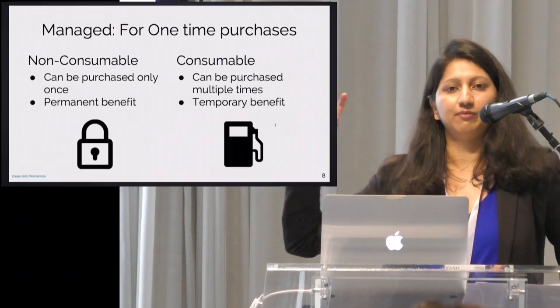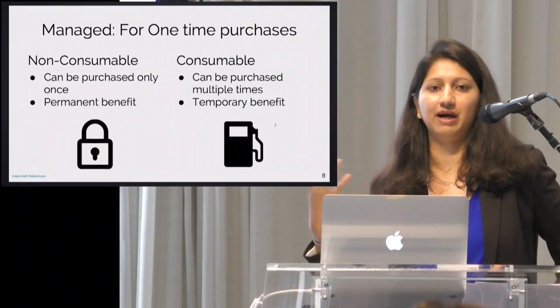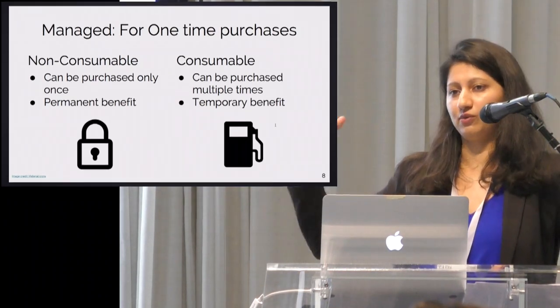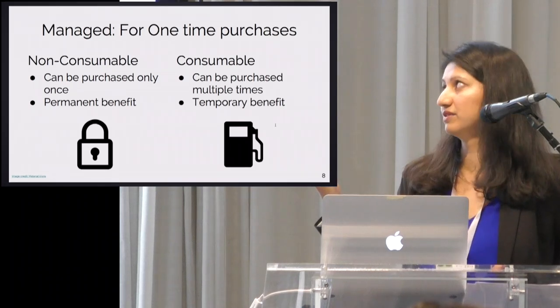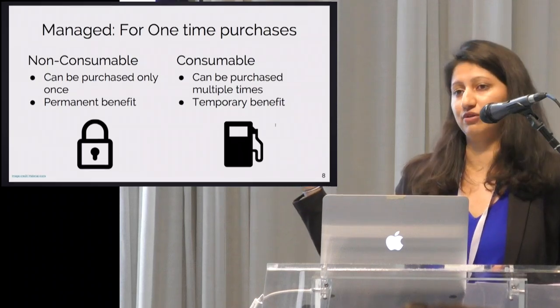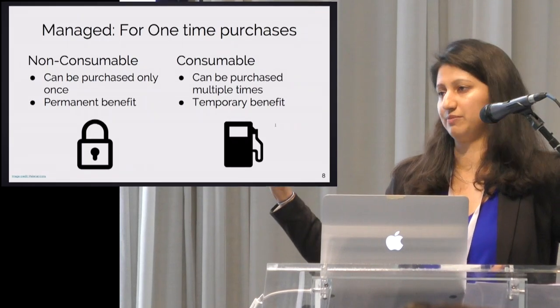And it offers some sort of permanent benefit, and the user does not have to buy it ever again. Consumable, on the other hand, are bought once, but consumed many times. For example, in a car racing game, if your car runs out of fuel, then you can purchase fuel as many times as you want.